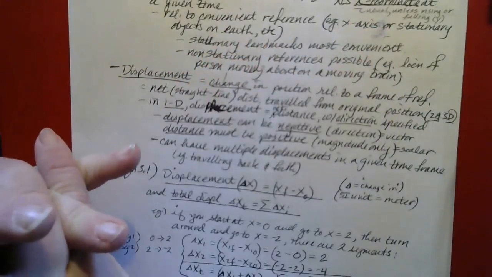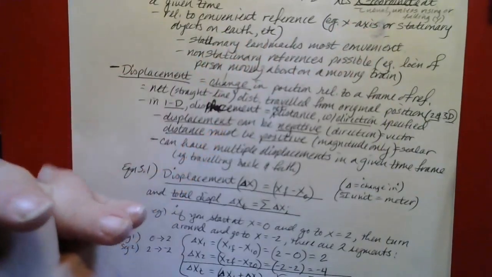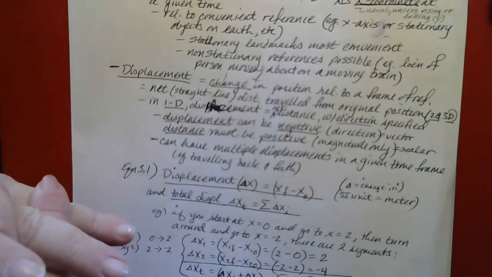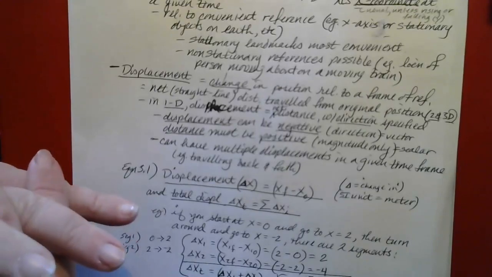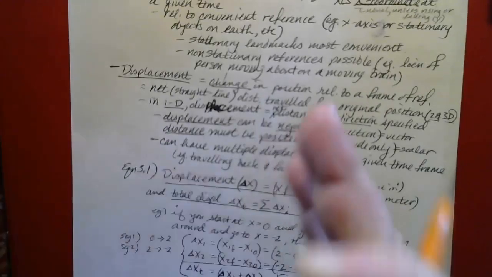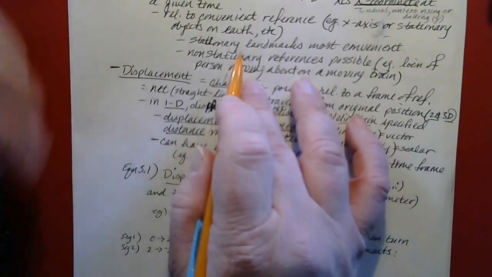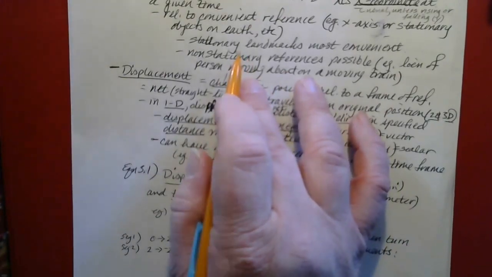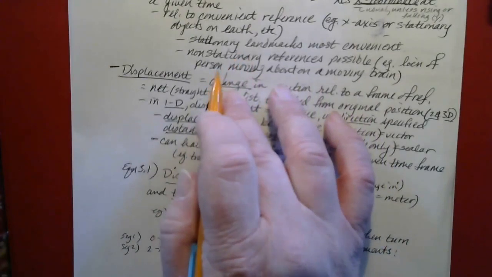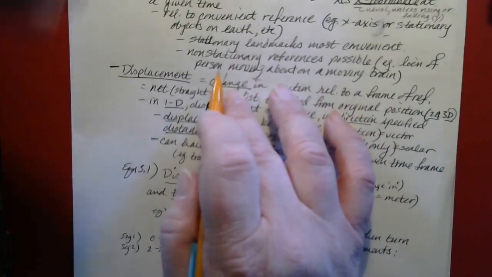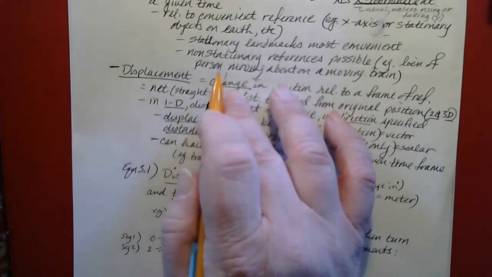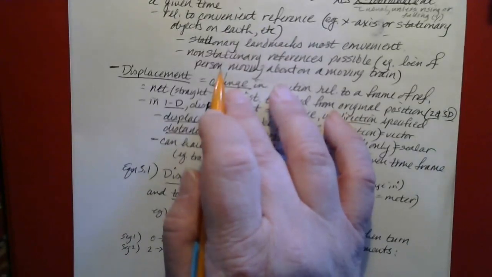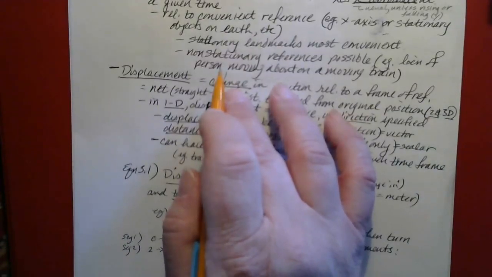Stationary landmarks are most convenient because they don't move, but there are some cases where it's actually more convenient to define the motion or position of something relative to something which is itself in motion. So, like I said, with the train, you're probably going to define the position of the train relative to something like the station. But if you're defining the motion of, say, a person walking up and down the aisle on the train, and it's a passenger train, so there's an aisle down the middle, then you're probably going to define that person's motion relative to the train, even though the train itself is in motion.